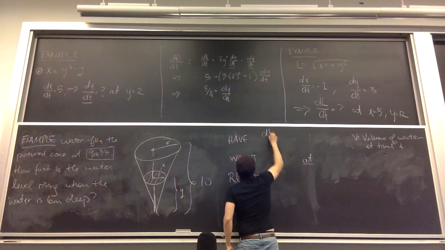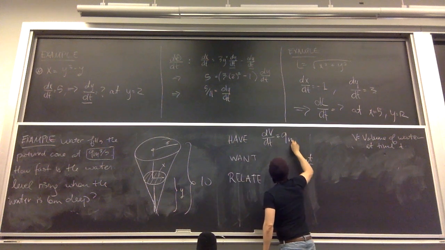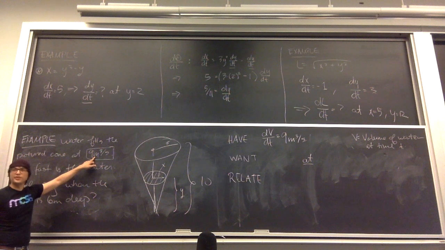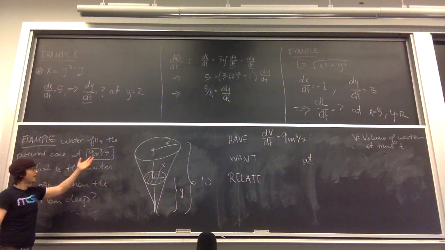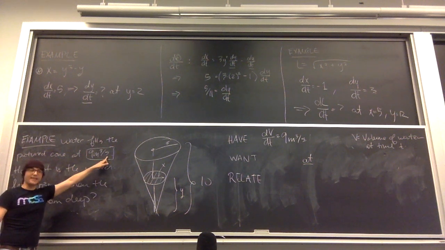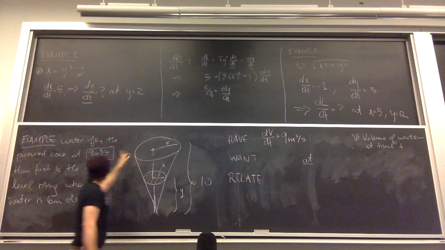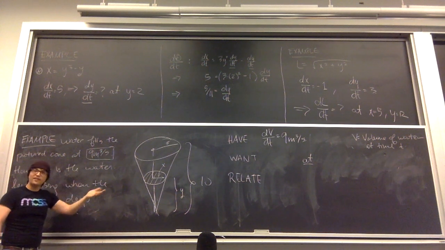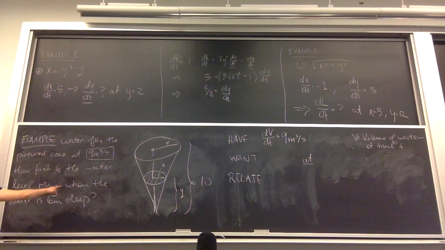We have dV dt is equal to 9 meter cubes per second. And this is giving you a clue. These units are giving you a clue. Meter cubed is a volume. Meter squared is an area. Meter is a measure of distance, right? So meters cubed, that's a volume, with respect to seconds. This is the change in volume with respect to t. Whenever you see a unit like this per second, that's always giving you a rate with respect to changing in time.